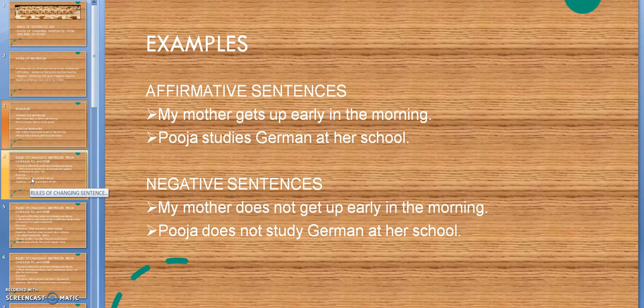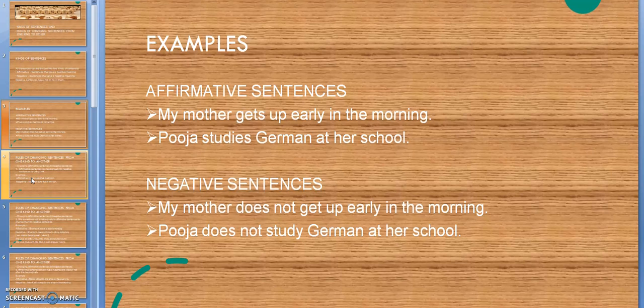Affirmative sentences. My mother gets up early in the morning. Now, the same sentence can also be a negative sentence if we add not to it. My mother does not get up early in the morning. Now, the sentence which was positive has been changed to negative by adding not to it.